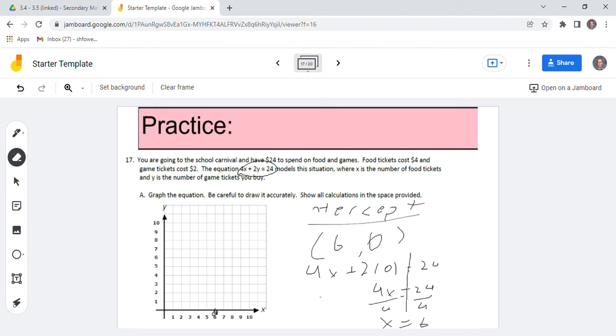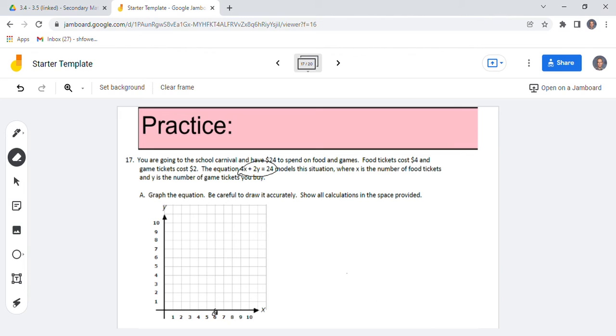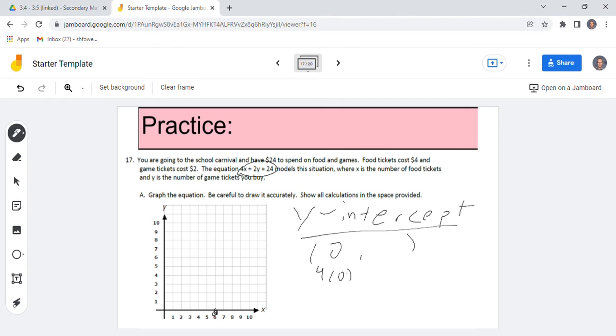All right, I'm out of space. Please do not erase your work, but I am out of space, so I need to do so. All right, let's find our y-intercept. So our y-intercept, we know our x value is 0. So I'm going to put that in. We get 4 times 0 plus 2y equals 24. 4 times 0 is 0, so that leaves us with 2y equals 24. Finishing this out by dividing by 2, our y value equals 12. So that's our missing y value, and that would be way up here at the top of the graph.